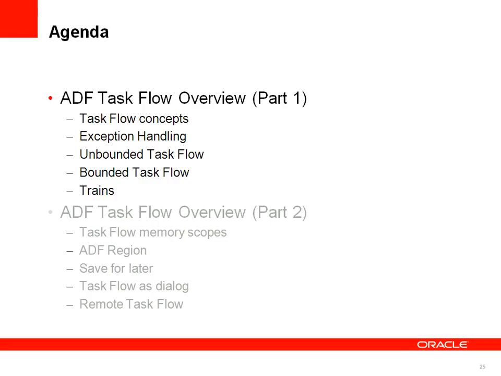In the second part of this series, we will talk about memory scopes. You briefly saw me selecting a memory scope, which is page flow scope, and you may have seen that there's a view scope, a backing bean scope. But what does that really mean? So that's part of the second part. And then we talk about how we expose a bounded task flow in a region, what you should know about that. Save for later is the snapshot that we can take not only from the transaction but also from the visual state, so that we can recover to a specific visual state.